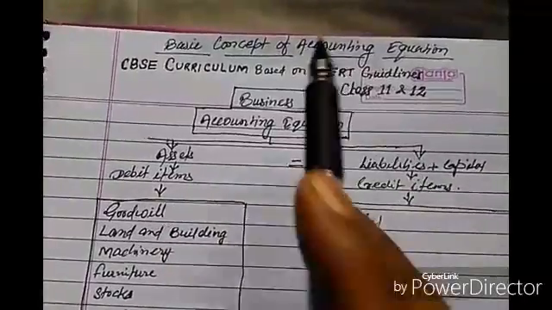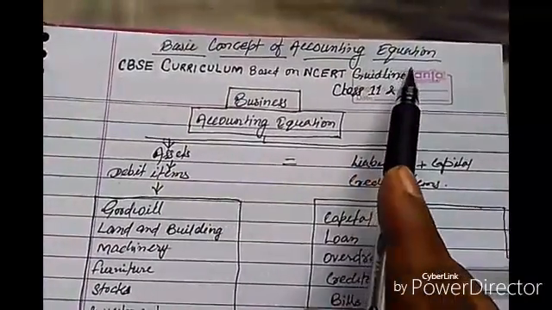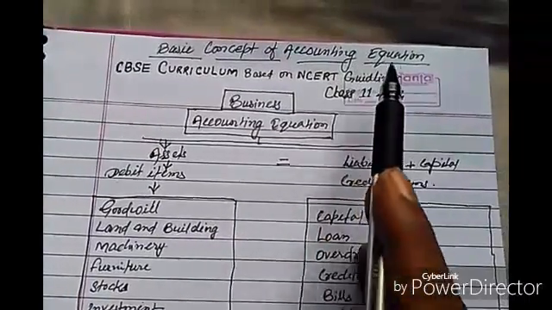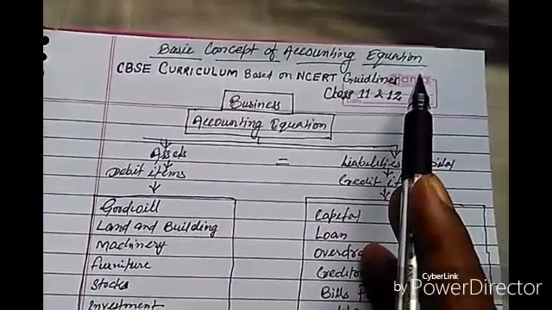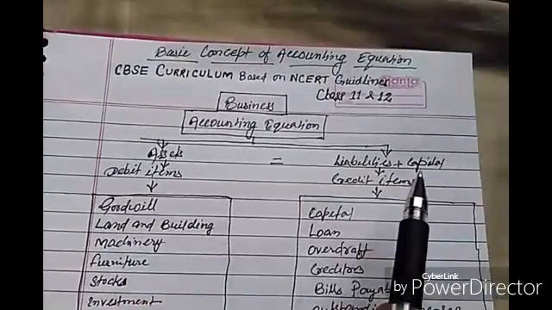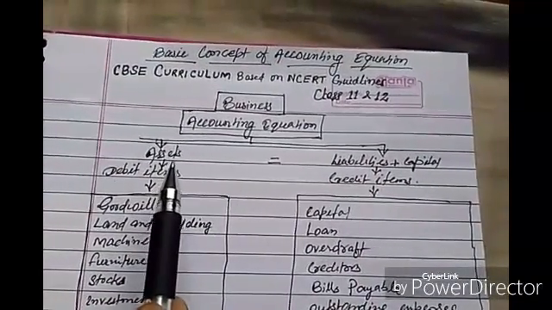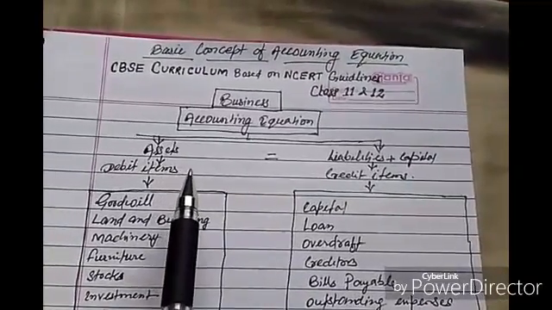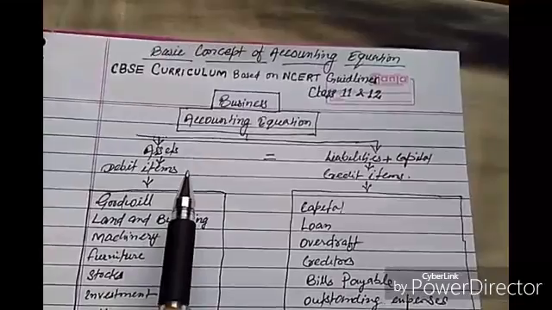Hi, today we will discuss the basic concept of the accounting equation and how transactions affect the accounting equation and balance sheet. So here is the accounting equation: assets equal liability plus capital. As we know, assets are resources and debit items of the trial balance of the business.